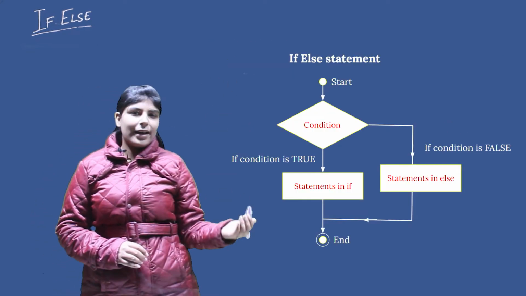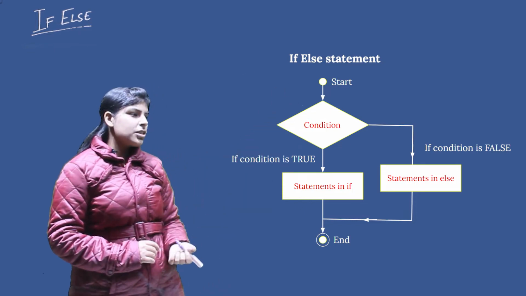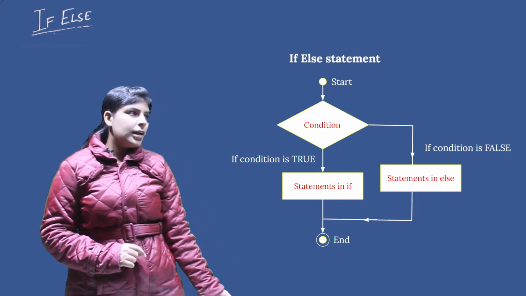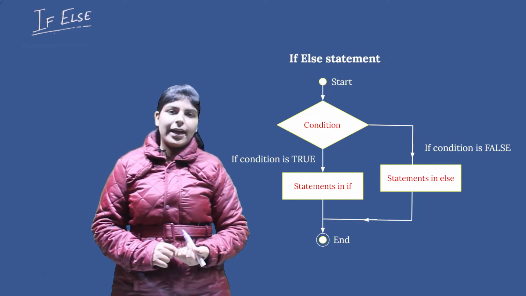So now let's take a look at the flow chart. First, we evaluate the condition. If the condition is true, we enter the if block and execute all the statements given in the if block. If the condition is false, we execute all the statements which are given in the else block.